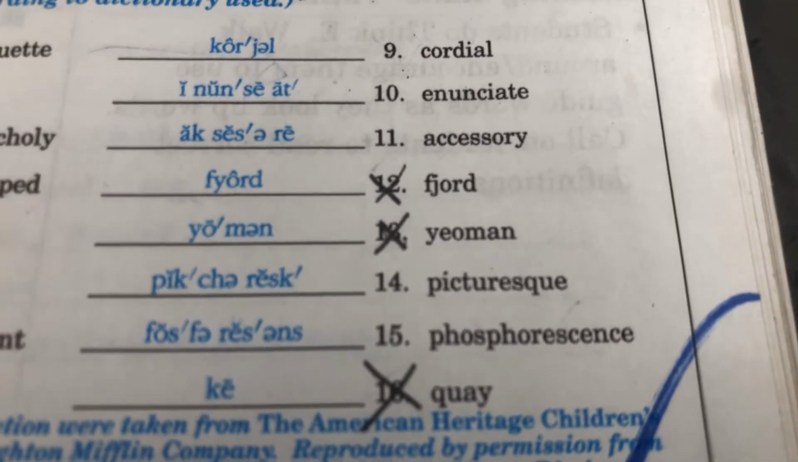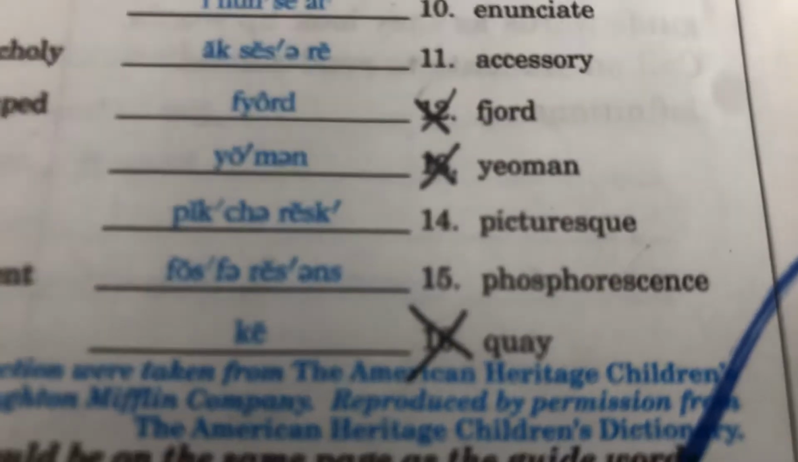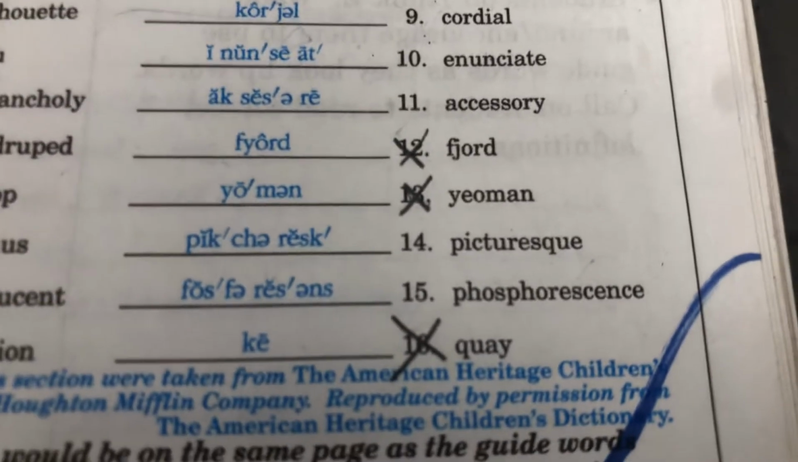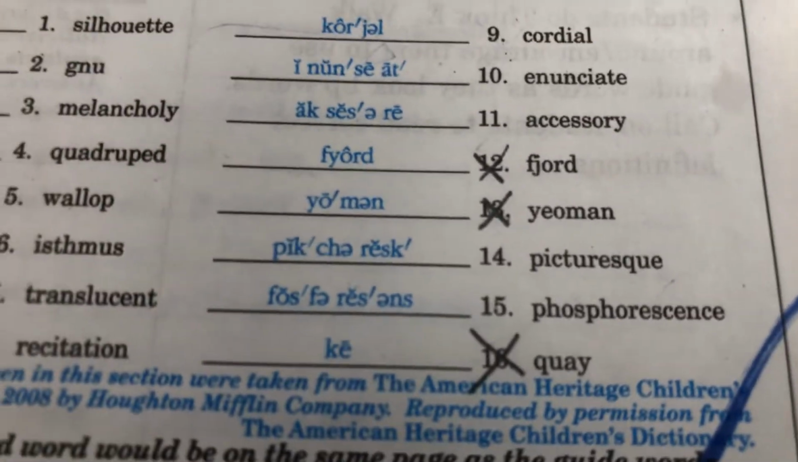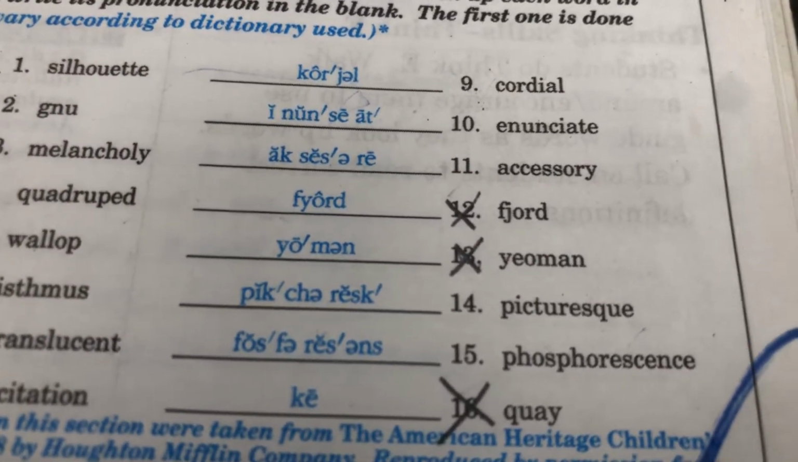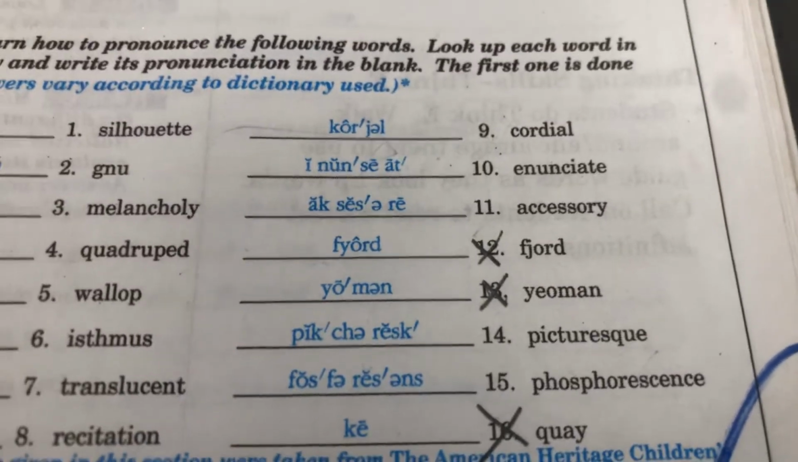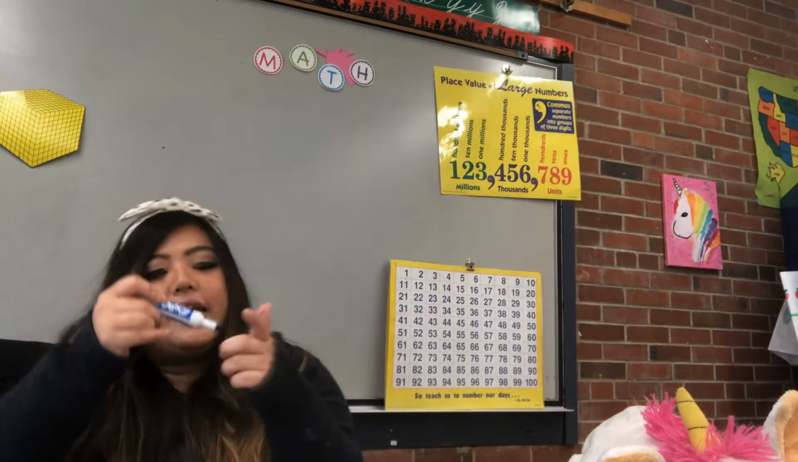Number 14, we punch the last syllable. Can you see that? Picturesque. Number 15, phosphorescence. I hope you're not too dizzy. And the last one is not quay, it's actually key. It's pronounced key. Okay, so that was just for Think B, and you do not need to do that, but that was just so you would be able to see it.